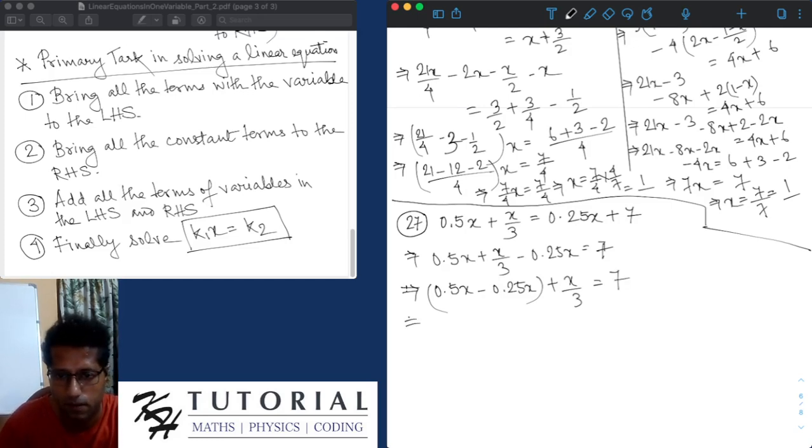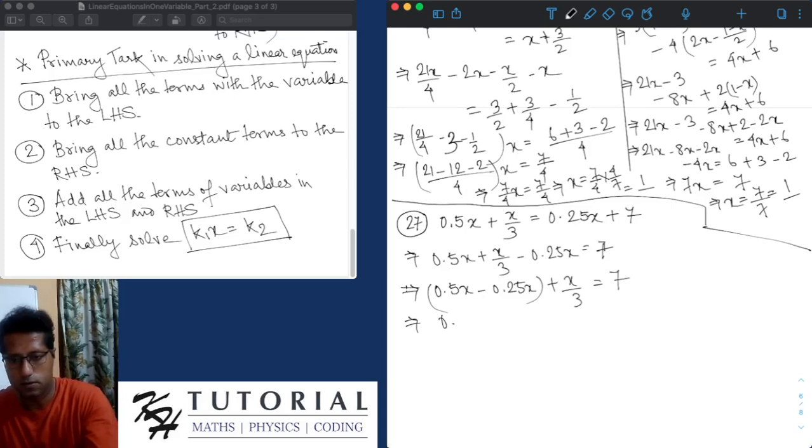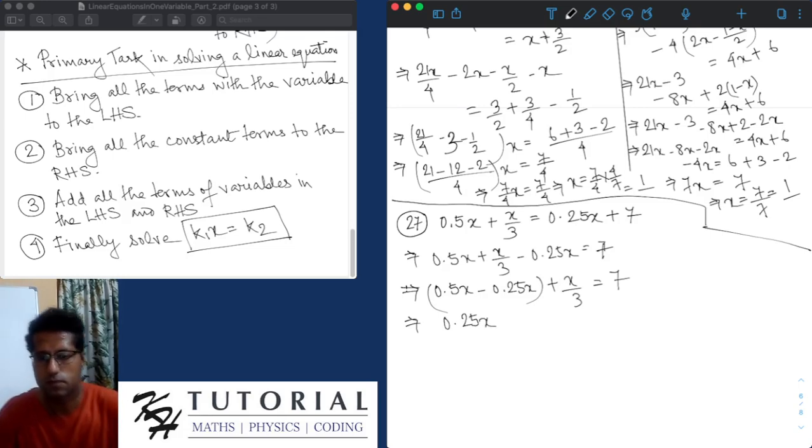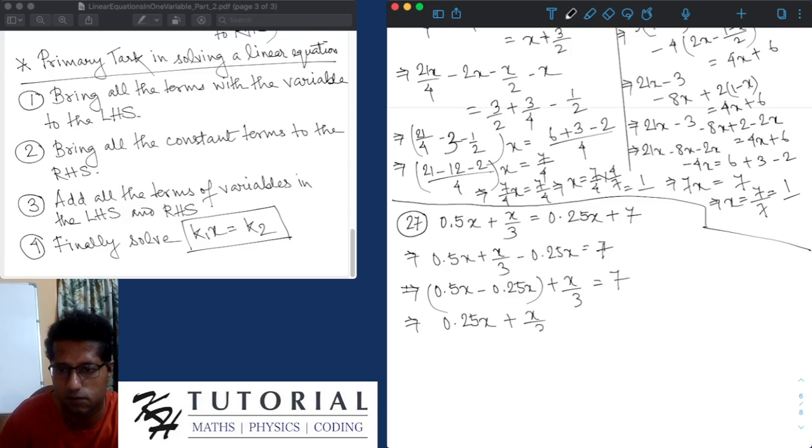Now if I do 0.5x minus 0.25x, it is 0.25x, and we have plus x by 3 equals 7. Now 0.25 is nothing but 25 by 100. So this is 25x by 100 plus x by 3 equals 7. Now 25 by 100 is nothing but 1 by 4. So x by 4 plus x by 3 equals 7.